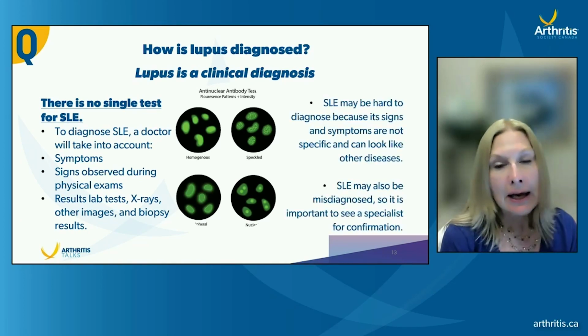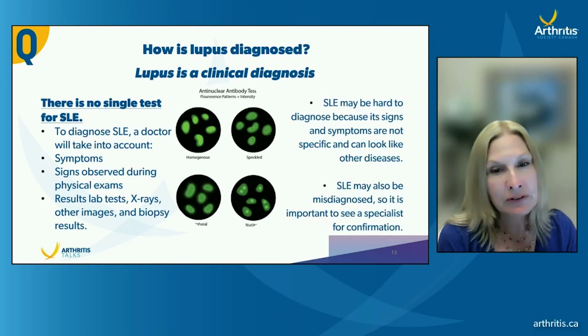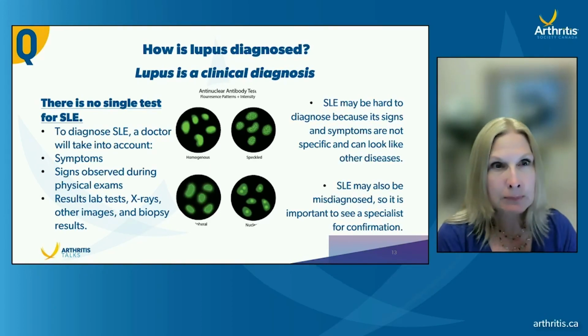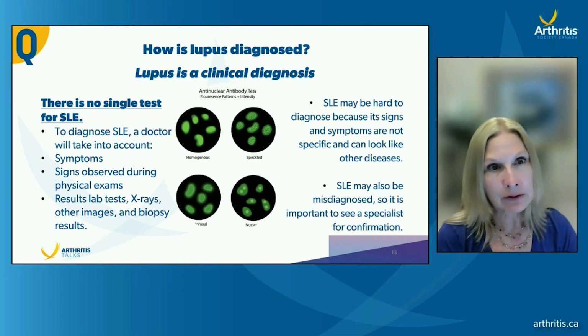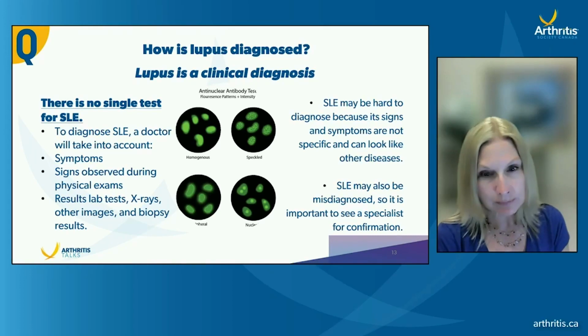to try to determine whether this is lupus. Because these signs and symptoms are not specific, meaning they're not only seen in lupus, it isn't always easy to make that diagnosis, because initially it can look like other diseases. It can also be misdiagnosed, so it is important to see a specialist for confirmation.